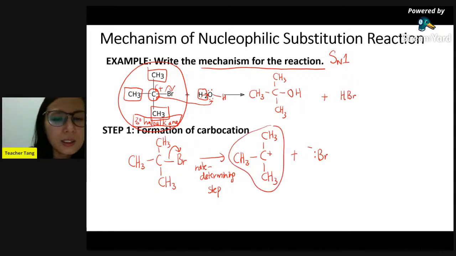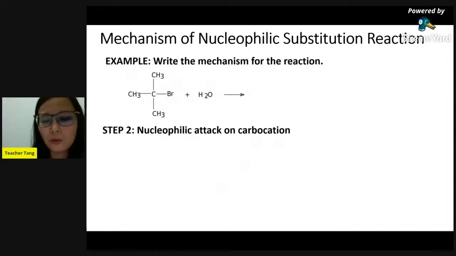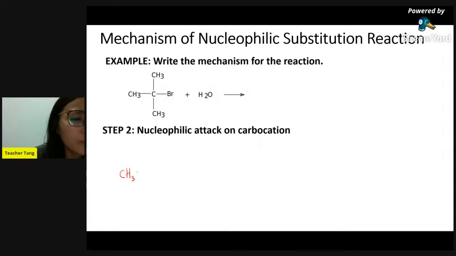So this is a tertiary carbocation, which is very stable. And now we move on to look at step number 2. So just now in step number 1, we got the carbocation.